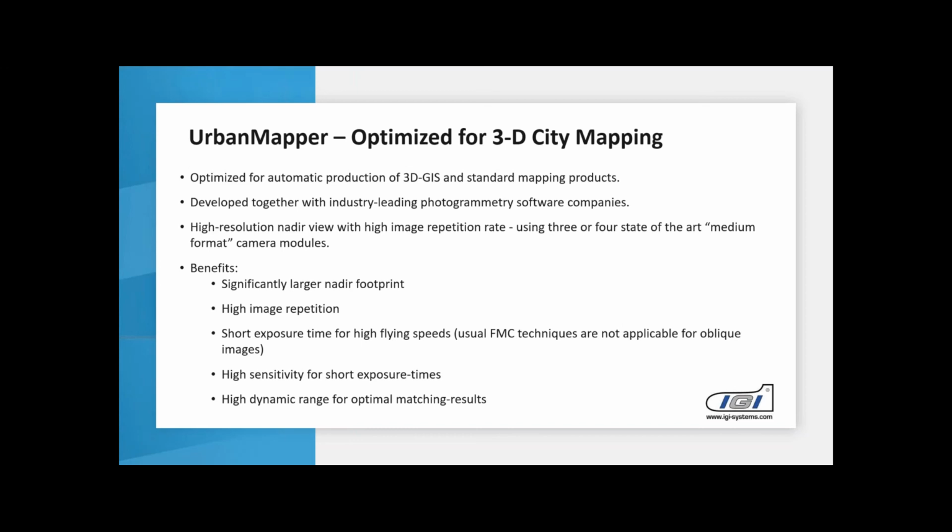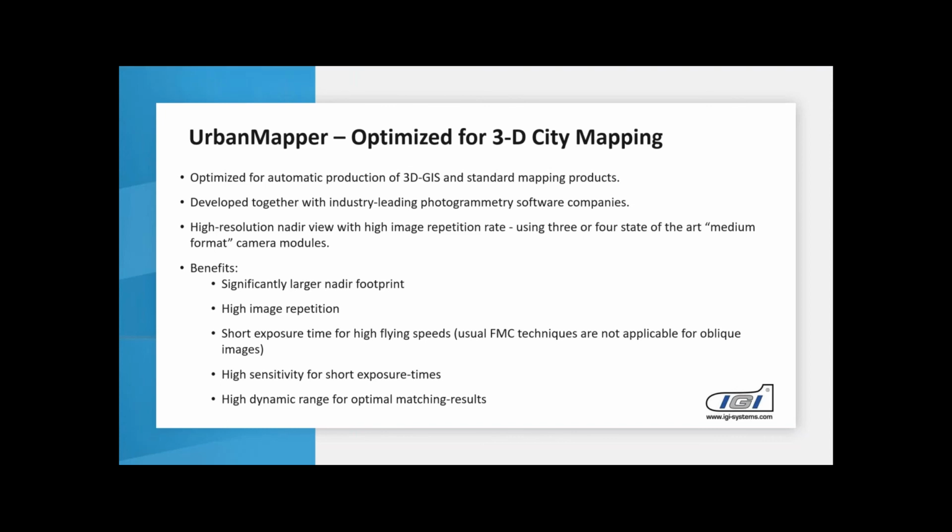So we came out in the end with the knowledge that it was necessary to get a really significantly larger nadir footprint, not only the typical size of the medium format cameras. So what we did in the end is that we combined several nadir-looking or nearly nadir-looking medium format cameras, and then developed a stitching software that would create a really large nadir footprint. So in the end, the UrbanMapper is really optimized for the automatic production of 3D GIS data, but it's also possible to create all the standard mapping products with it.